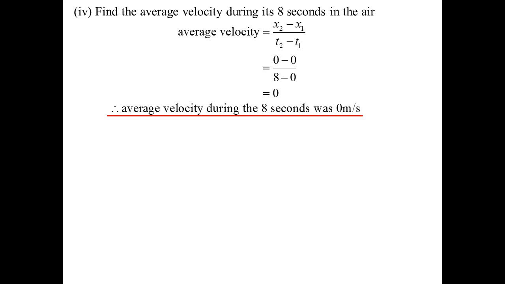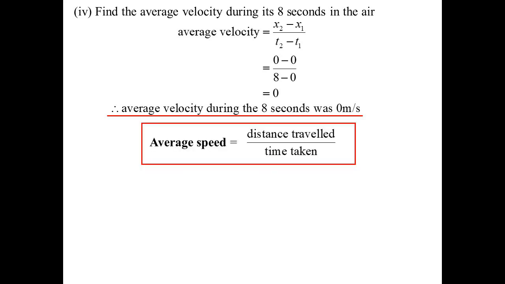Find the average velocity during the whole 8 seconds. Well, we started at 0 and we finished at 0. So weirdly, the average velocity is 0 metres per second. And to make some sense out of that, if I only looked at it at t equals 0, I'd say, oh, there it is on the ground. If I went away and did something and came back 8 seconds later, I'd go, oh, it's still on the ground. So its velocity is 0. It didn't move as far as I'm concerned.